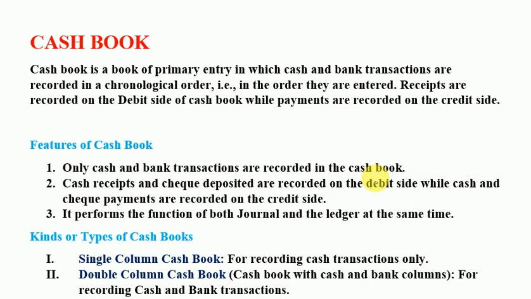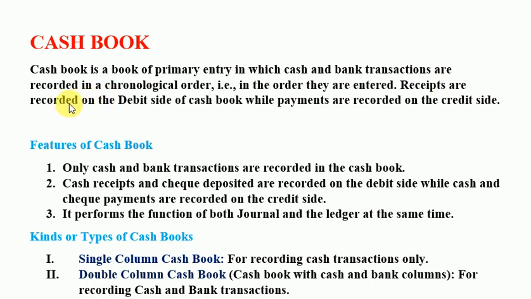So, now we are going to start a new chapter, that is, what is a cash book. Cash book is a book of primary entry in which cash and bank transactions are recorded in chronological order, that is, in the order they are entered. That means whatever day-to-day transactions are incurred in an organization related to cash, all these transactions are going to be recorded in the cash book.